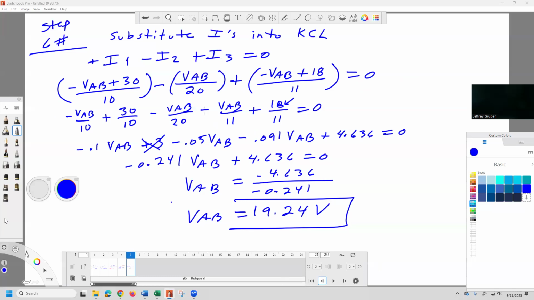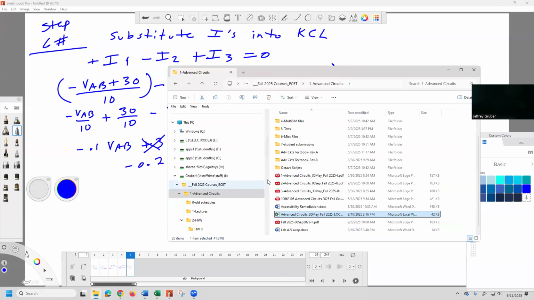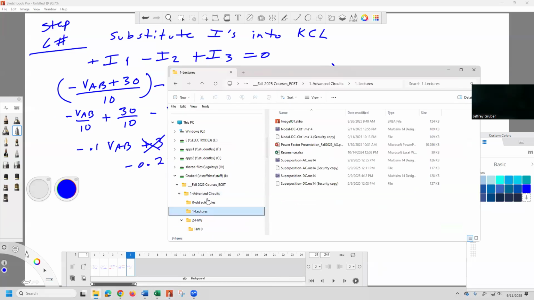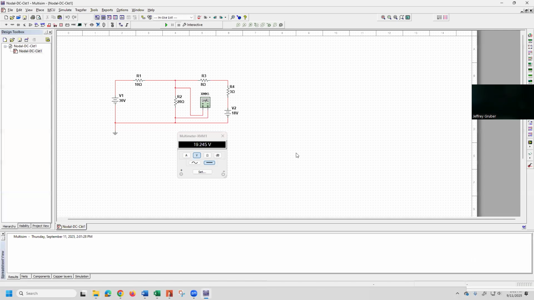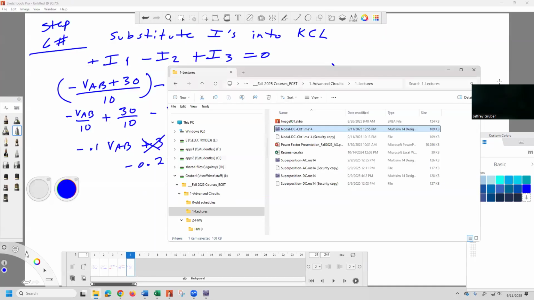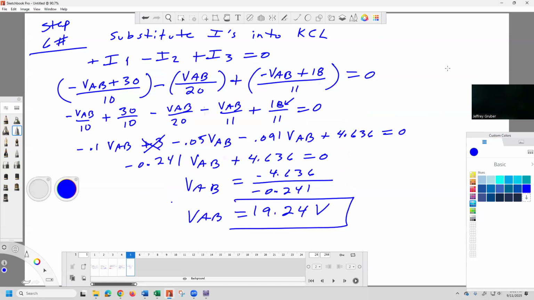Just to give you a warm fuzzy, you can build the circuit and you could measure it in Multisim. Like I said, if you try to do an AC circuit for some reason it acts weird, I'm going to have to figure that out. So if you run this, you get 19.24. So I built the circuit in Multisim and I got the same answer. Okay, so now let's look at what happens.